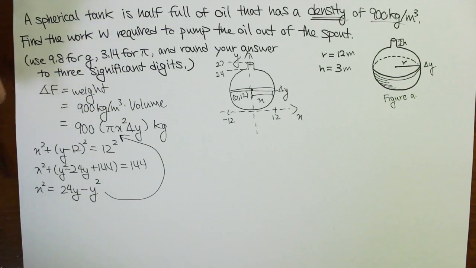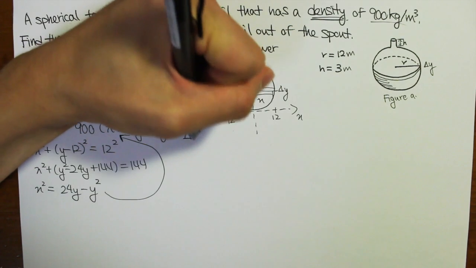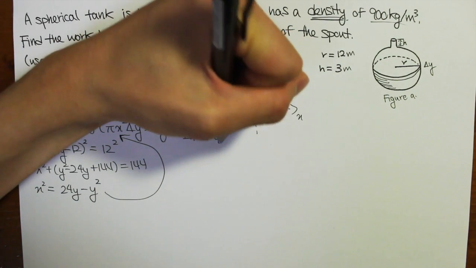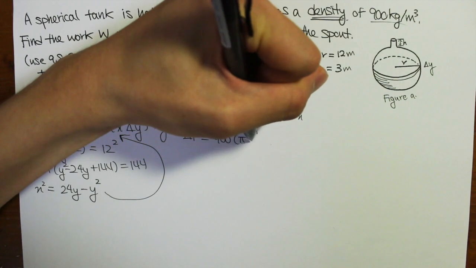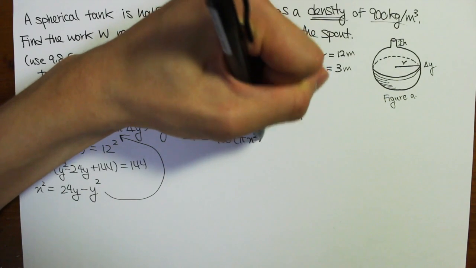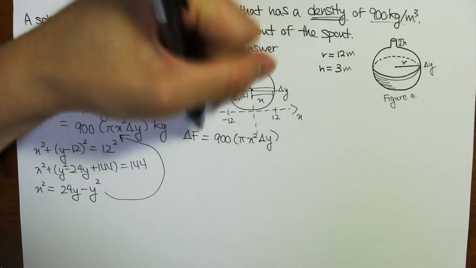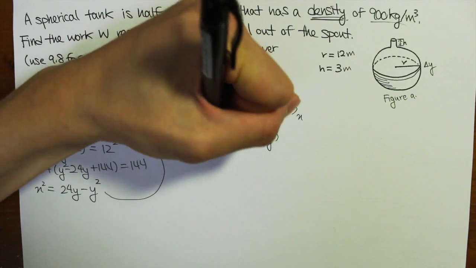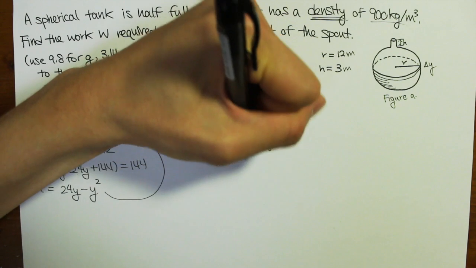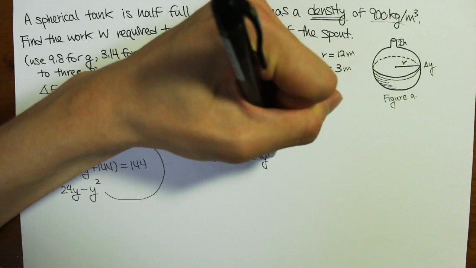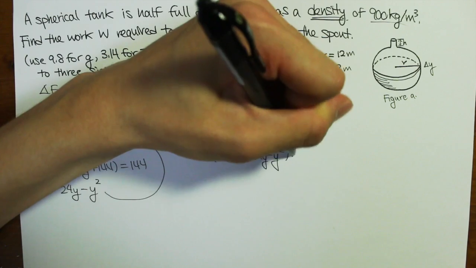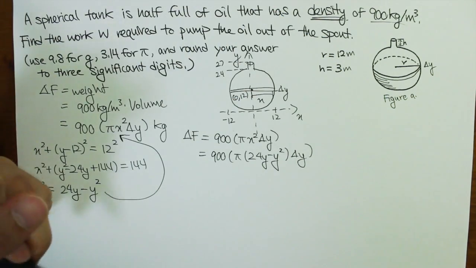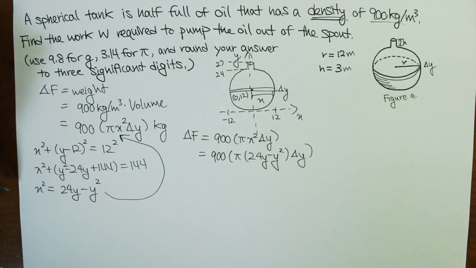To have a simpler version, the change in force equals 900 pi times x squared delta y. I'm just rewriting this. And this essentially becomes 900 pi times (24y minus y squared) times delta y, because we've plugged the x squared equation into the change of force equation. Now we move on to finding the increment of work.